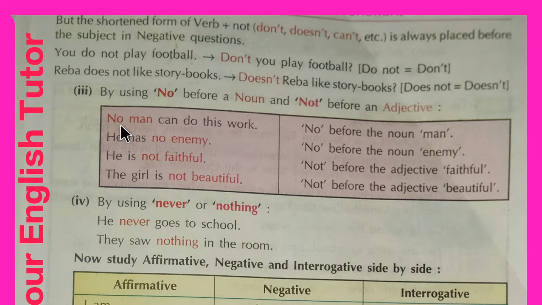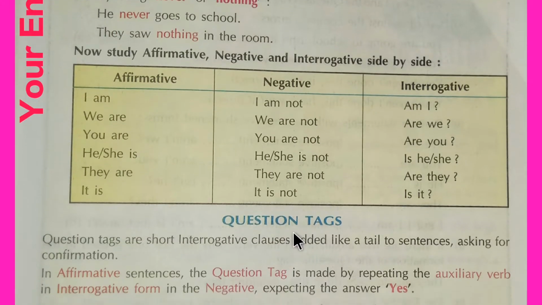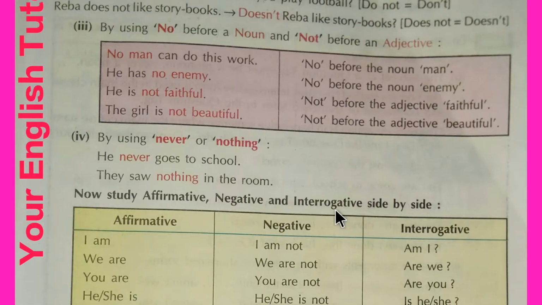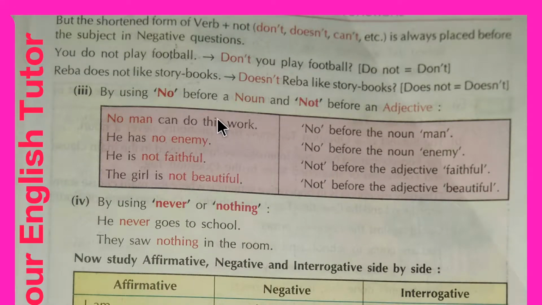In my previous video, I discussed many things, and today I will discuss mainly how to make question tags. But before this topic, I have to discuss how to make negatives. So by using "no" before a noun and "not" before an adjective, these are the two words we can use to make a negative sentence. So have a look here.